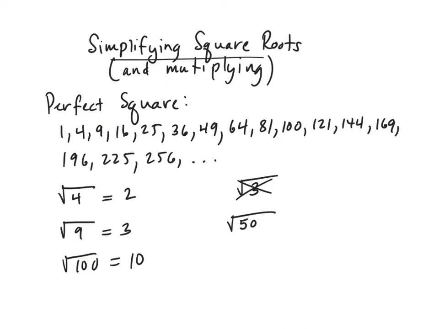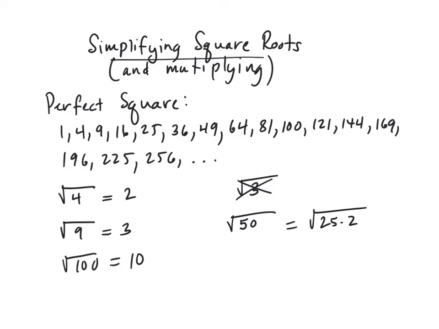And the way we simplify it is we find one of these numbers that divides evenly. Now, ideally, you want the biggest number, or you're going to have to take multiple steps. Find the largest number in this list, keeping in mind the list keeps going, that divides evenly into 50. And that number would be 25. I can rewrite 50 as 25 times 2, same thing.